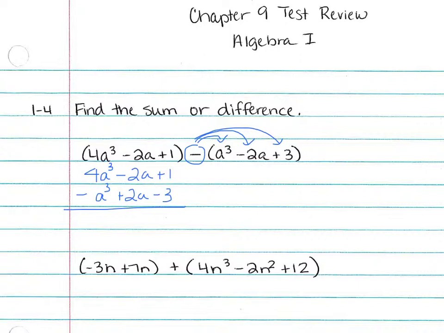4a cubed minus a cubed will give you 3a cubed. Negative 2a plus 2a cancels out to nothing. And plus 3 minus 3 becomes a minus 2. And so this is your answer.